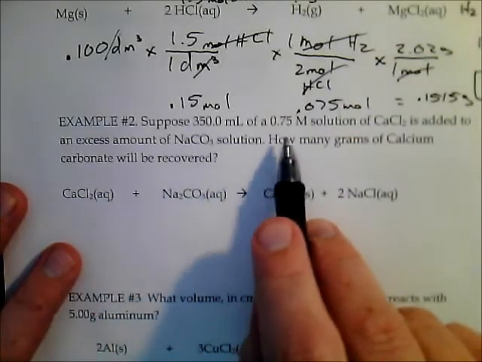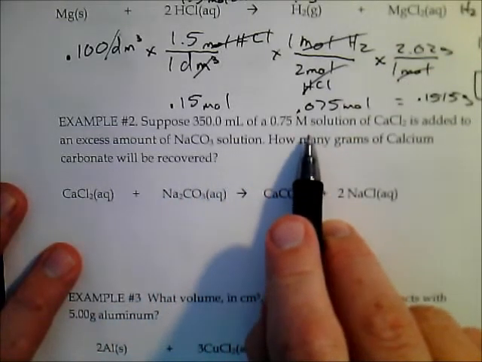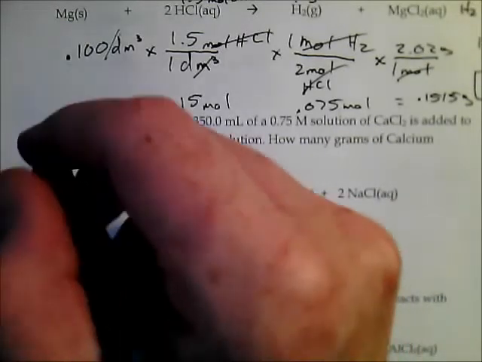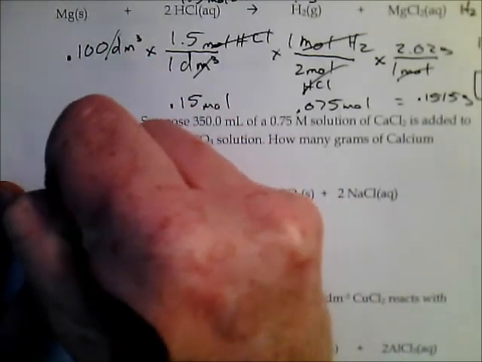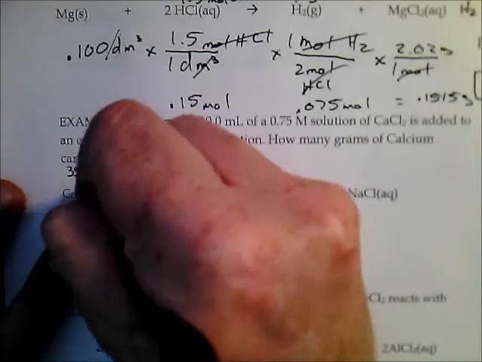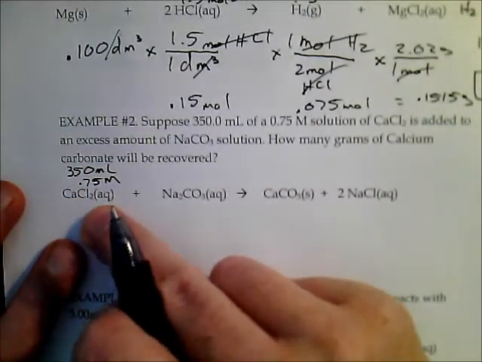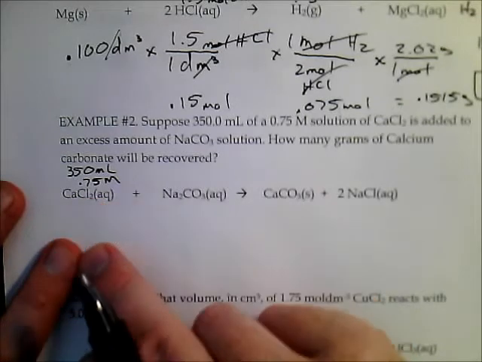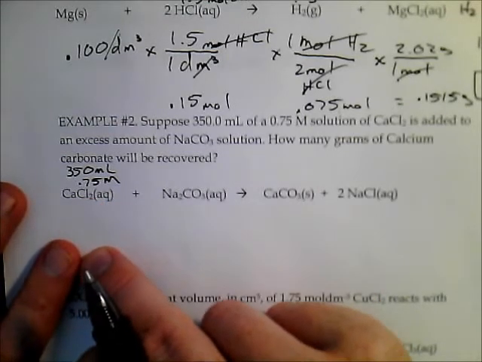So 350 milliliters of 0.75 molar HCl, or CaCl2 rather. So that's this stuff. So let's kind of map out what we got. We got 350 milliliters, and the concentration of that solution is 0.75. Again, we're not going to look up the molar mass of this. It doesn't help. This is a solution. It's mostly water. Mass doesn't help us. The only thing that helps us is the volume and the concentration.